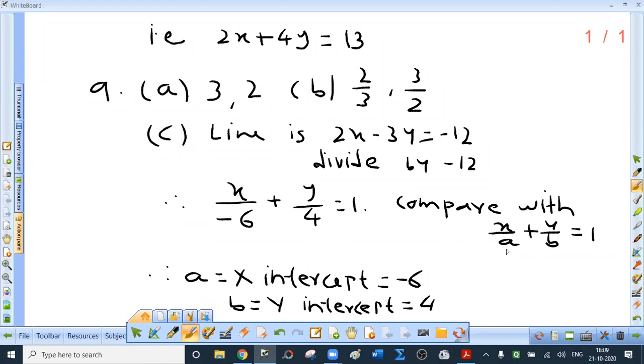Now compare this with x upon a plus y upon b equal to 1. So what is a? The x-intercept, minus 6. What is b? The y-intercept, 4. So this is the first method.